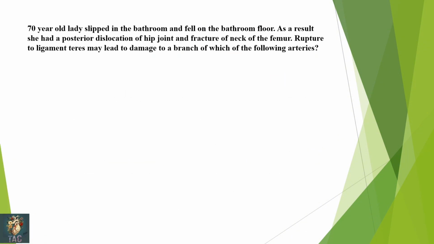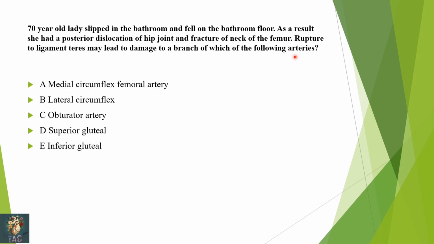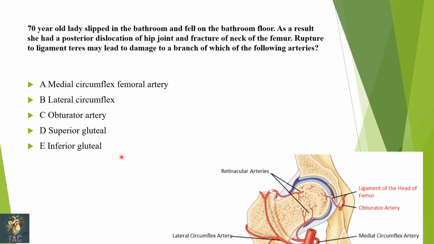So the first MCQ for today's class is that a 70-year-old lady slipped in the bathroom and fell on the bathroom floor. As a result, she had a posterior dislocation of the hip joint and fracture of the neck of the femur. Rupture of the ligamentum teres may lead to damage to a branch of which of the following arteries? The options are the medial circumflex femoral artery, the lateral circumflex artery, the obturator artery, the superior gluteal and the inferior gluteal artery.